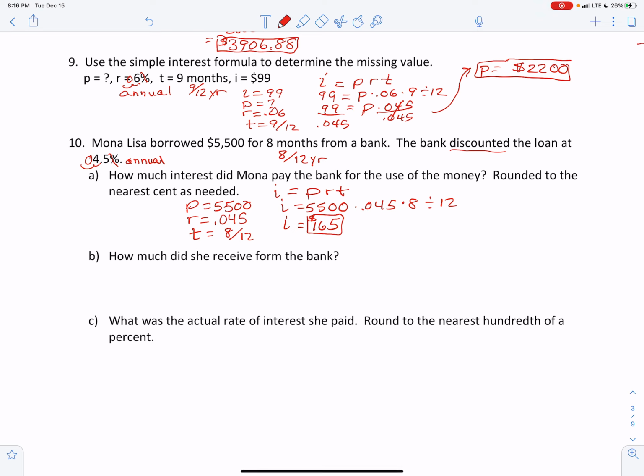Now, since it's a discounted loan, the bank's going to take their interest right off the top. So she doesn't actually receive the $5,500. The loan amount's $5,500, but they're going to take their $165 from the top. So she'll leave the bank with $5,335.